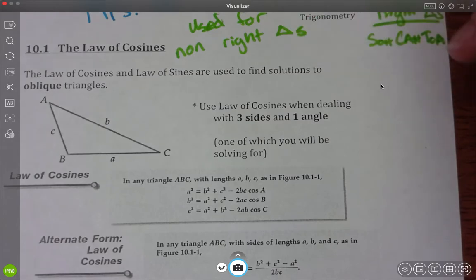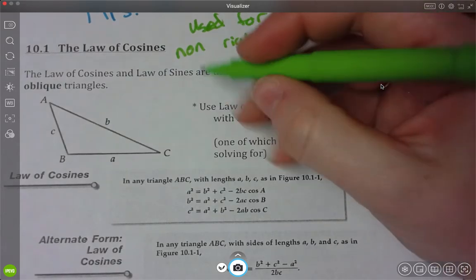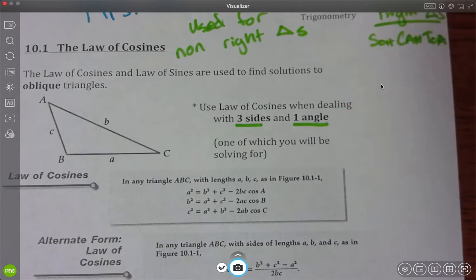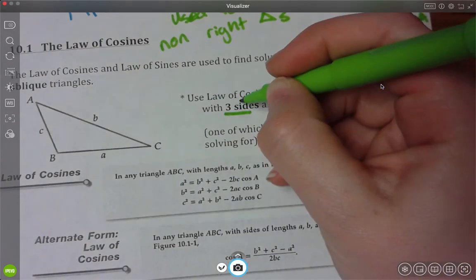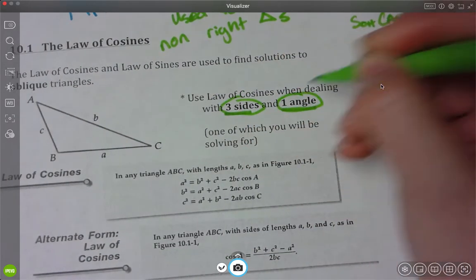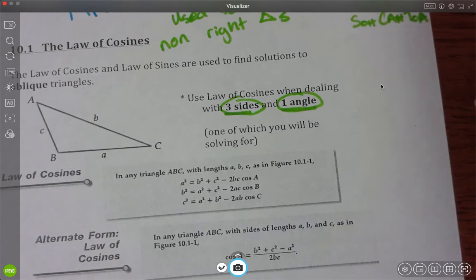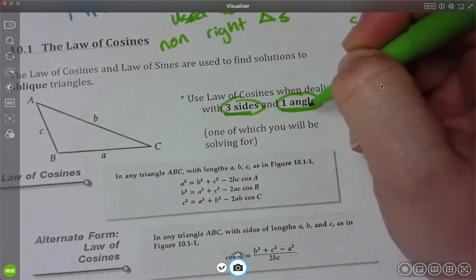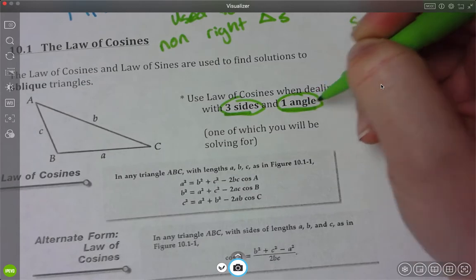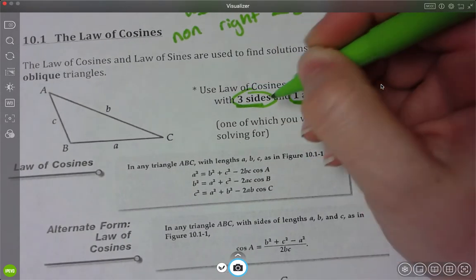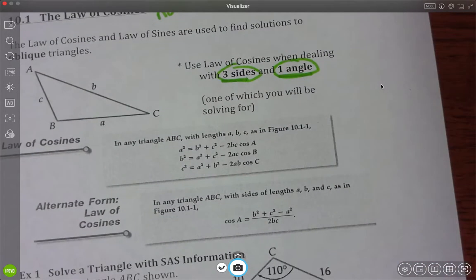All right. So use the law of cosines when dealing with three sides and one angle. Okay, that's really, really important. Three sides, one angle. Now, one of those things you will be solving for. So maybe you have all three sides and you're missing the angle, or you have two sides and an angle and you're missing the third side. Okay, so one of those things you're going to be solving for.